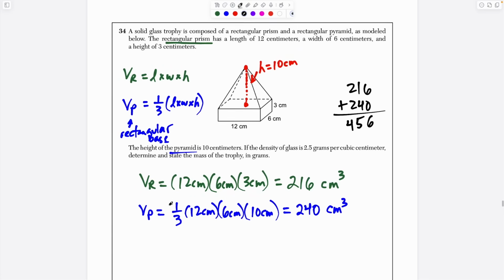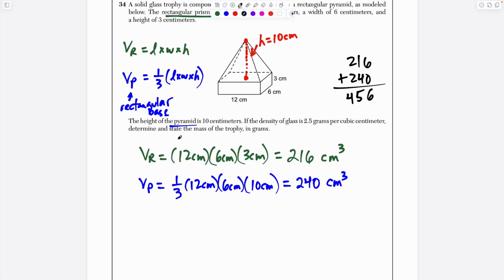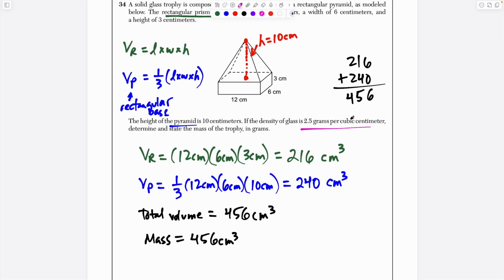So we'll just say next, our goal is to find the mass of the trophy, but first I'll find the total volume, which is equal to 216 plus 240, which is 456 cubic centimeters. So now for the mass, I take 456 cubic centimeters, and this is why I like to write the units, and I multiply it by this value over here, the 2.5 grams per cubic centimeter. So I'm doing times 2.5 grams per cubic centimeter. Okay, you see how the units cancel out very nicely like this.